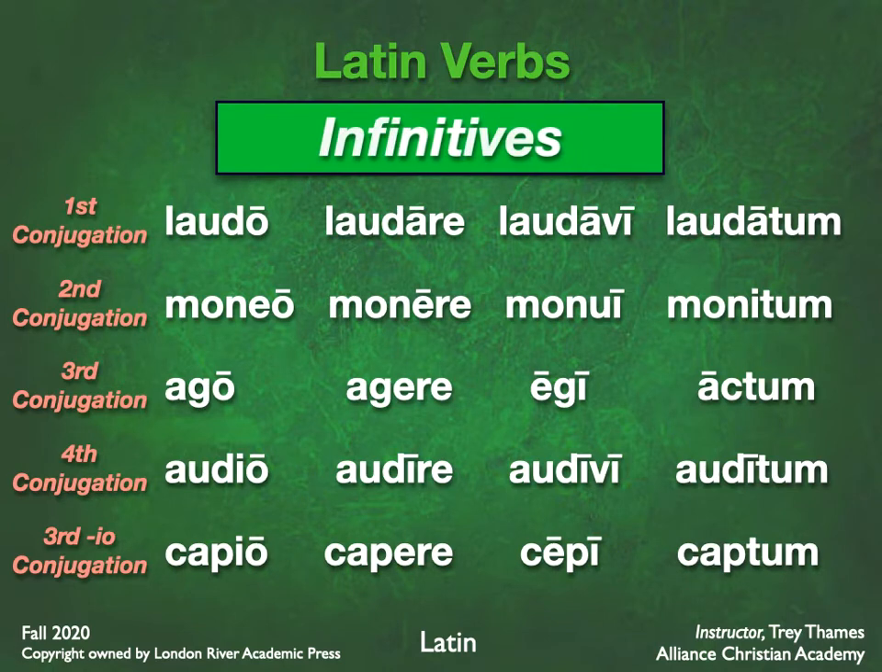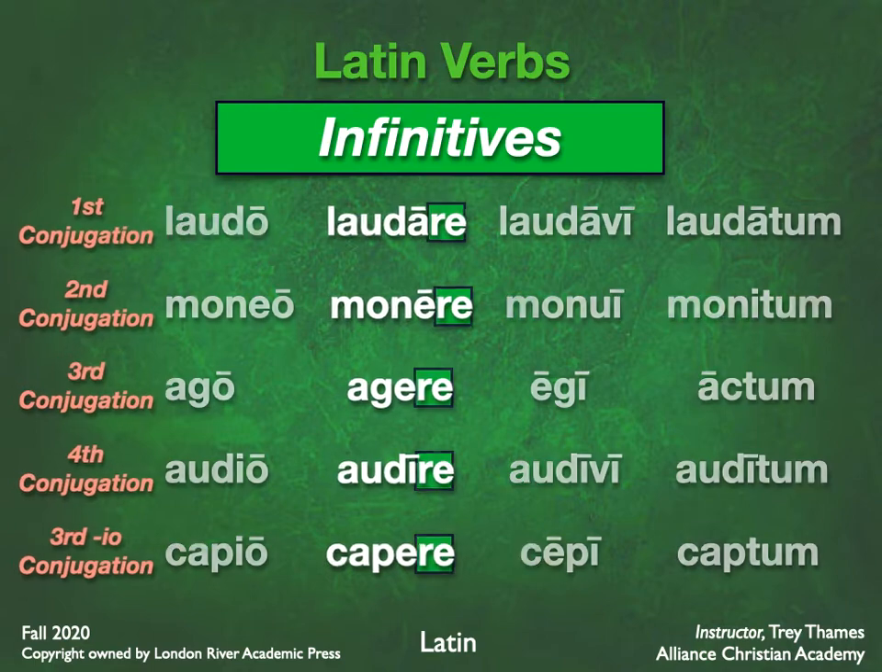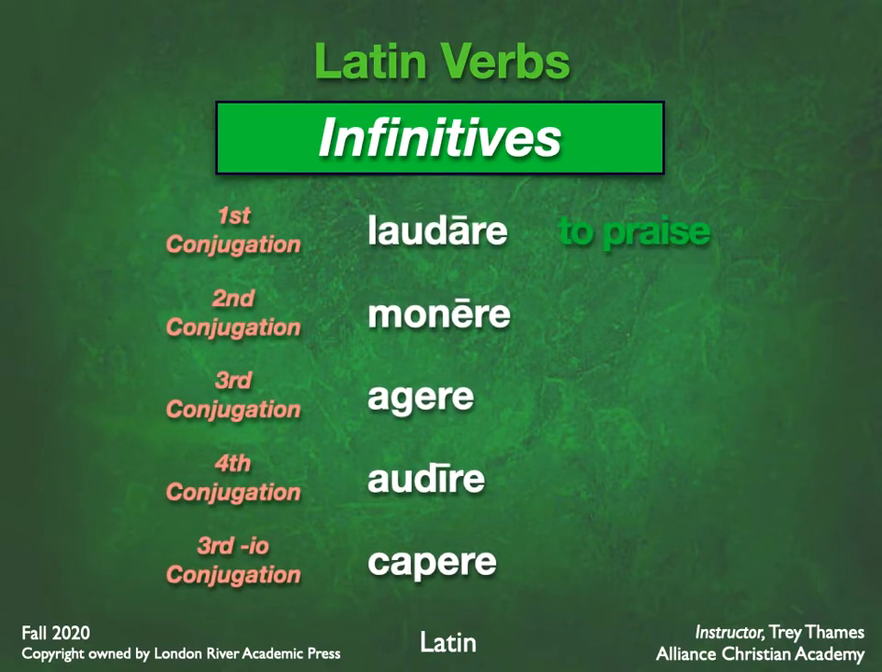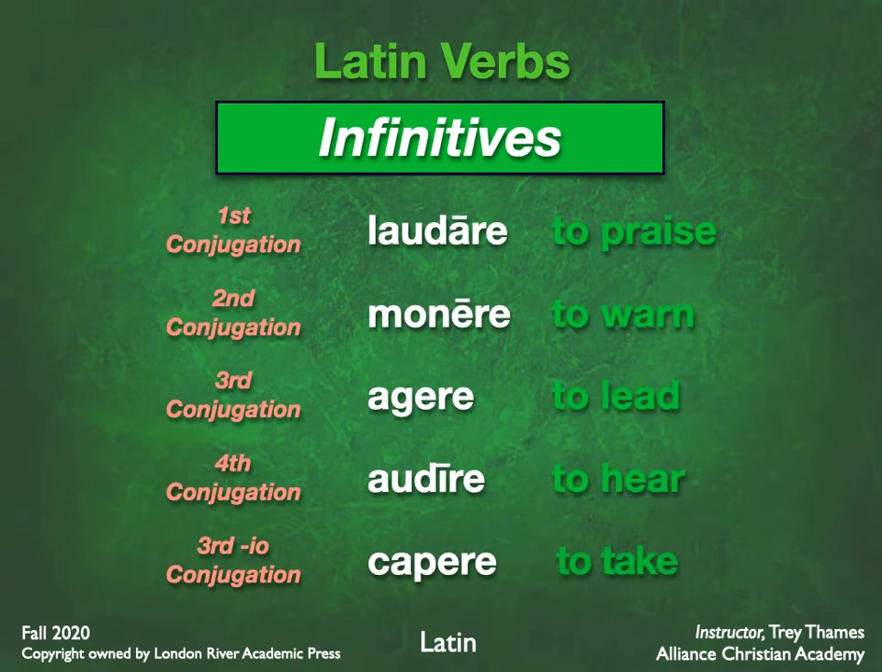From here, we talked about infinitives. And of course, infinitive is pretty simple. It's just the second principal part. So laudare, monere, agere, audire, capere. Those are the infinitives. And you recognize an infinitive because it has that RE at the end. That RE is the telltale sign of an infinitive. And of course, infinitive, you translate it as you've learned: to praise, to warn, to lead, to hear, to take.